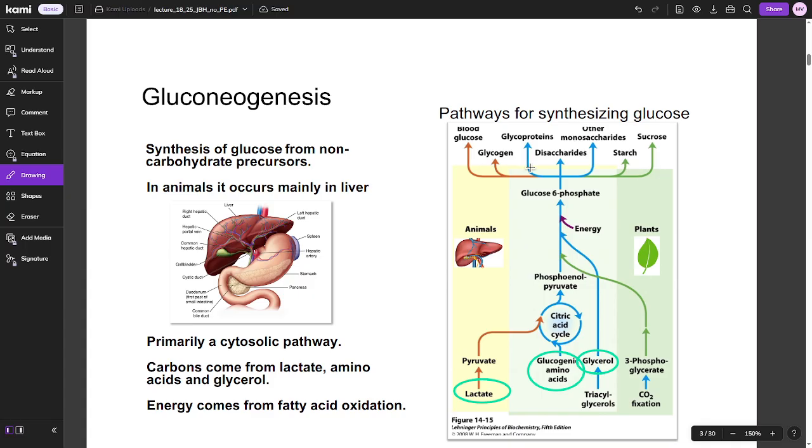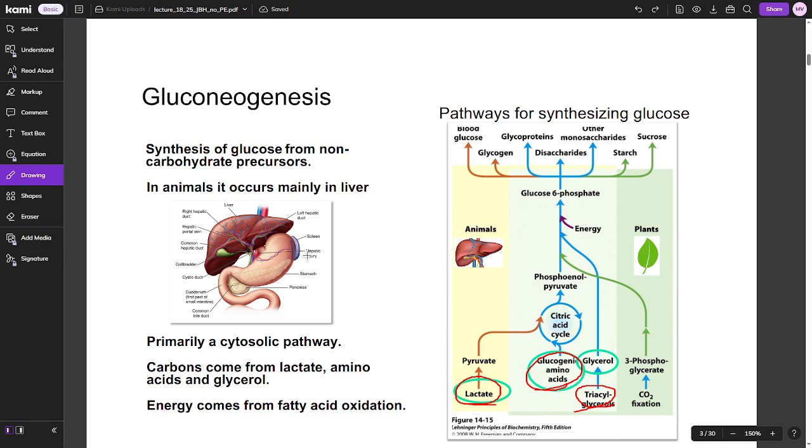So, how does it work? Gluconeogenesis is generally just the synthesis of glucose from things that are not carbohydrates. So you can use things like lactate, you can use things like amino acids, you could use triacylglycerols, and in plants you can use CO2 fixation, but in animals we're generally thinking about these guys here, right?